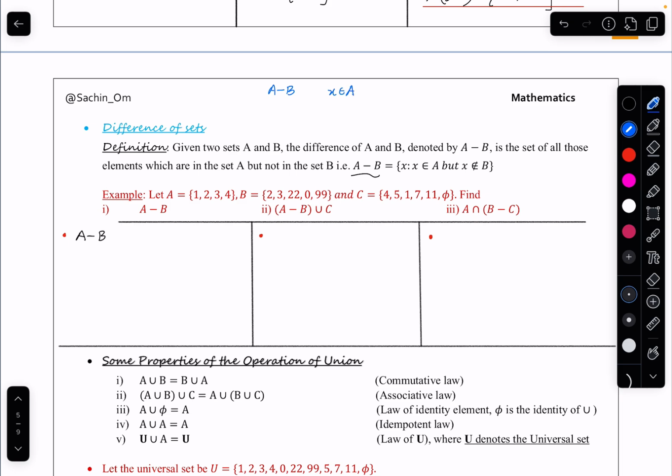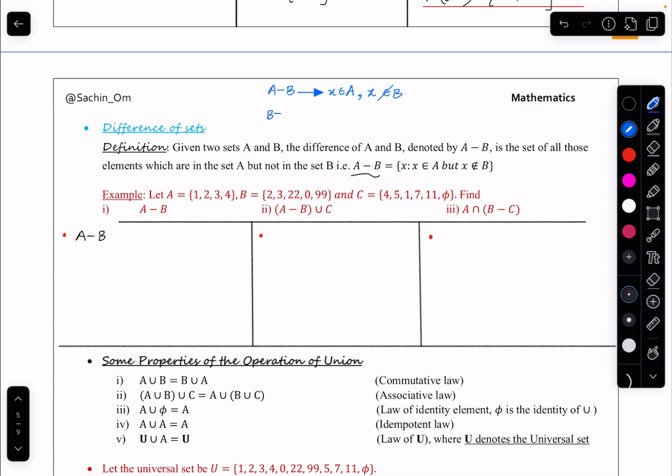Whatever element you are taking, it should be in A, but that element, which is X we are taking, should not be there in B. This is what A minus B represents. The element X that we are taking should be there in the first set, but not there in the second.